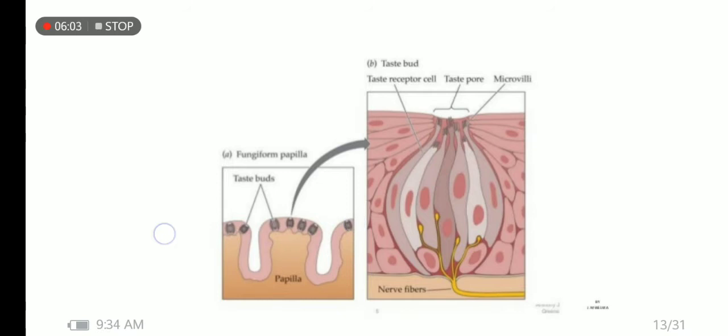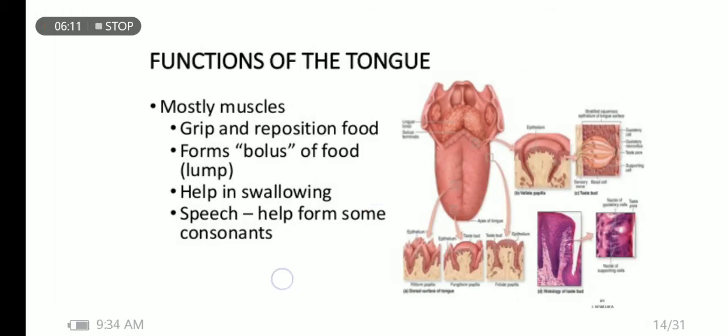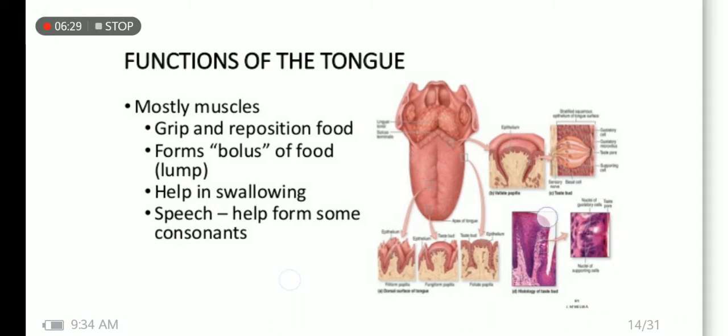These are the extensions on the surface of the tongue, and it gives a bumpy or rough appearance to the tongue. Function of the tongue: mostly it is made up of muscles. It grips and repositions food. It forms the bolus, the food lump. It helps in swallowing, and it helps in speech to form some words.